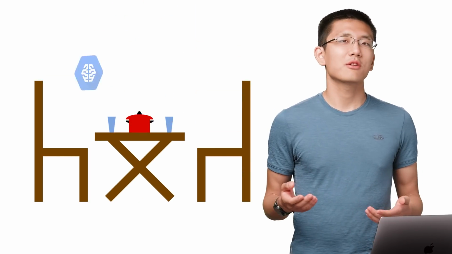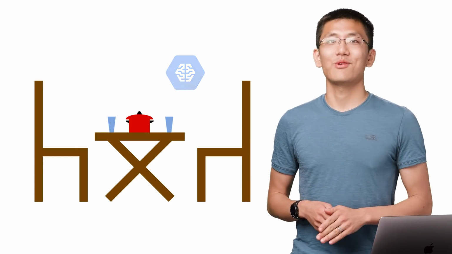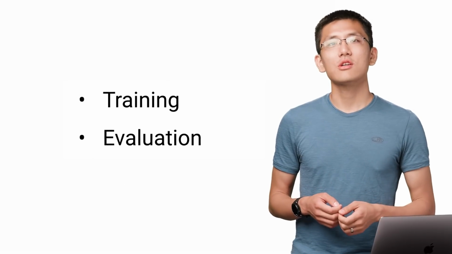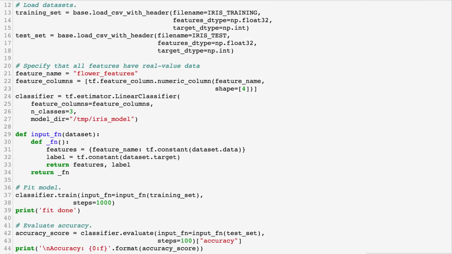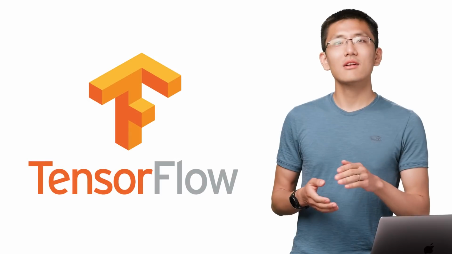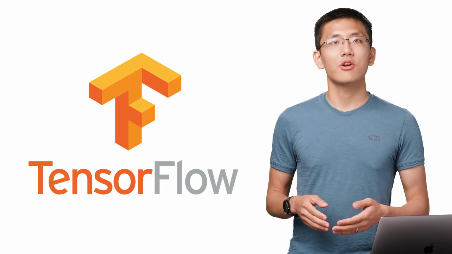While machine learning might be a great conversation topic at dinner parties, it's even more useful with code. In this episode, we're going to train a simple classifier using only a handful of lines of code. In fact, here's all the code that we'll look at today. To train our classifier, we'll use TensorFlow, Google's open source machine learning library.